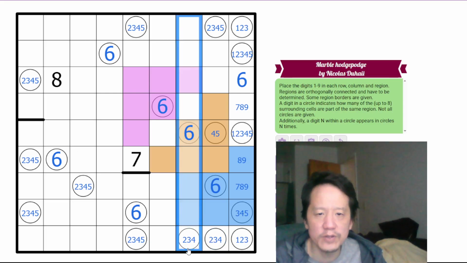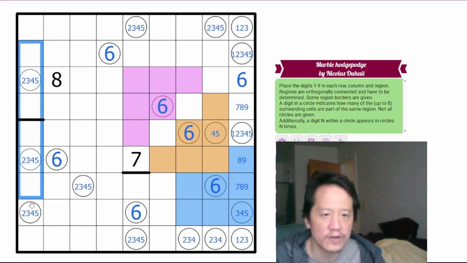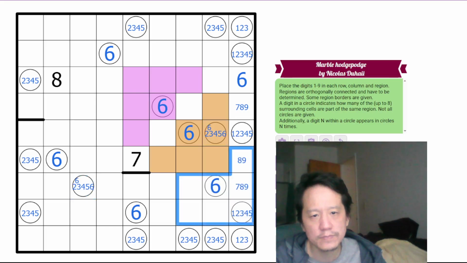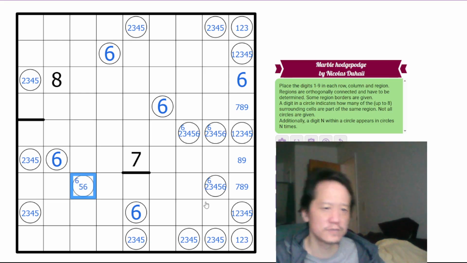Since 5 can't be here, there has to be a 5 here, a 5 here, a 5 here, a 5 here, a 5 here. So this is 5 or 6 no matter what. Therefore, this is 5 or 6.